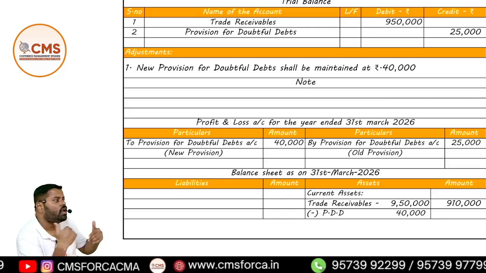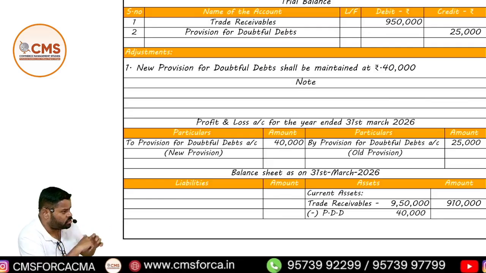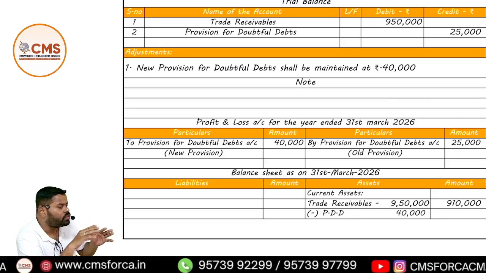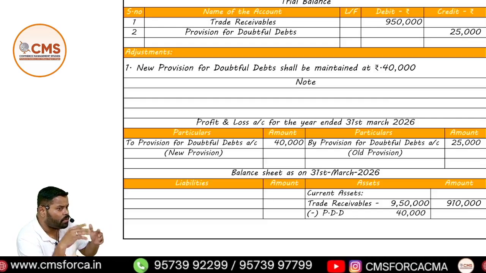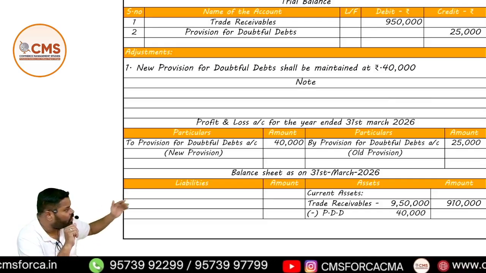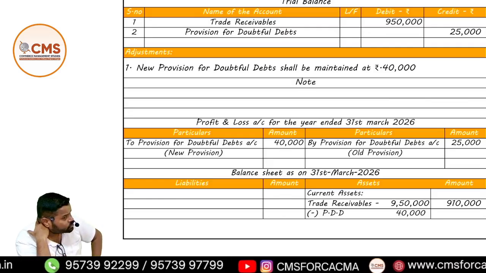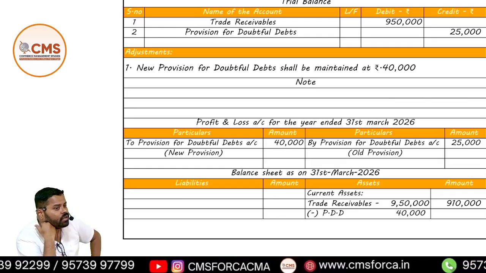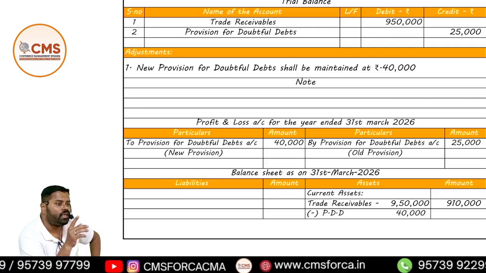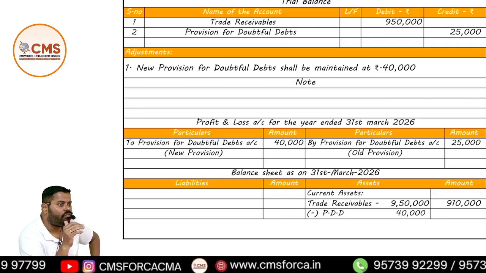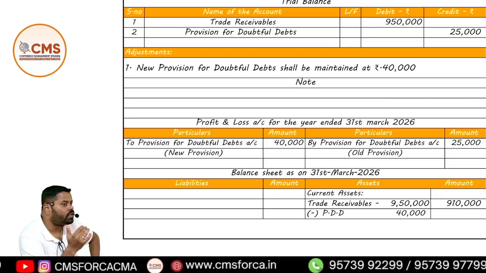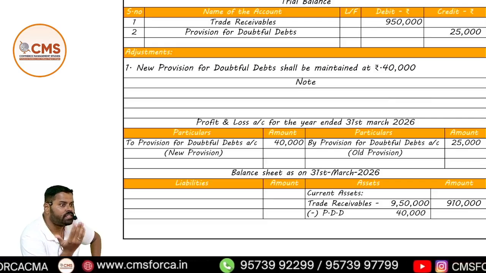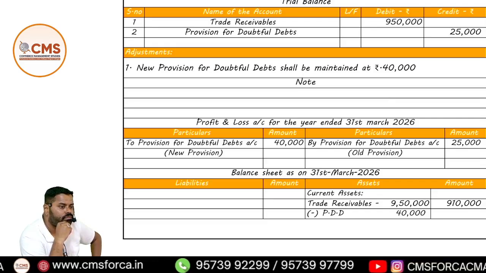So when did you create this? Before preparing trial balance. What was the doubt that you were having that you will get as a loss there before trial balance? What is the amount? 25,000. Look at your adjustment. New provision for doubtful debts shall be maintained at 40,000, which means that you had a doubt that you will not get 25,000. But after preparation of trial balance, your doubt got increased from 25,000 to 40,000. There is an enhancement of 15,000. All of you are okay with that?